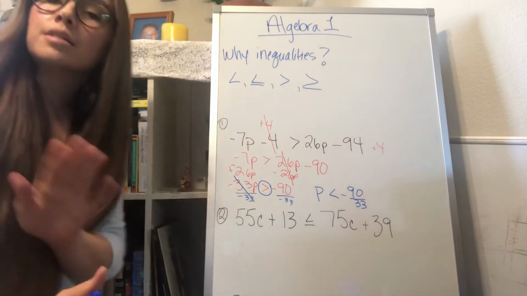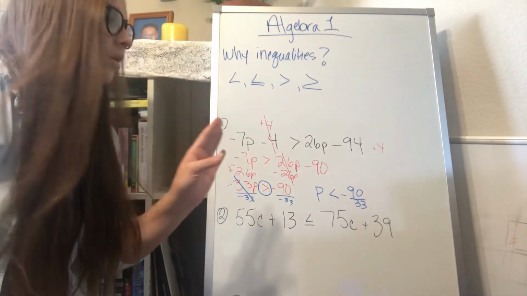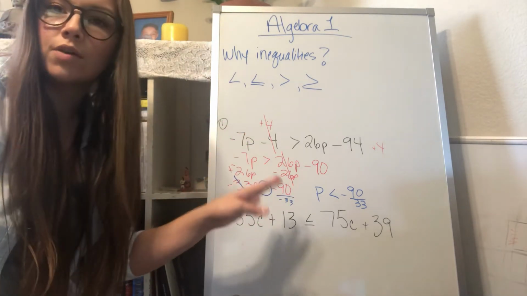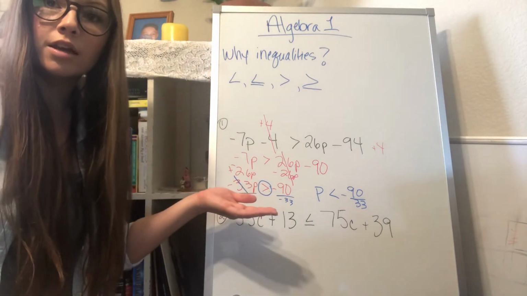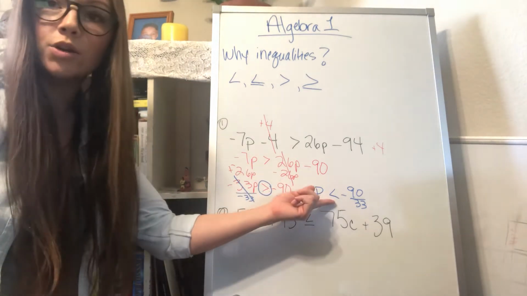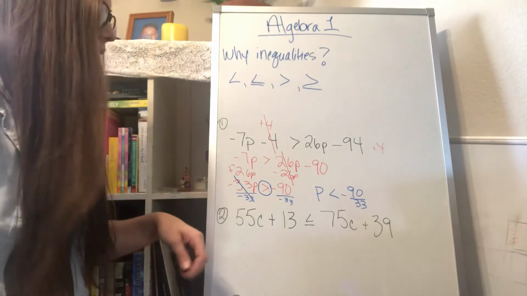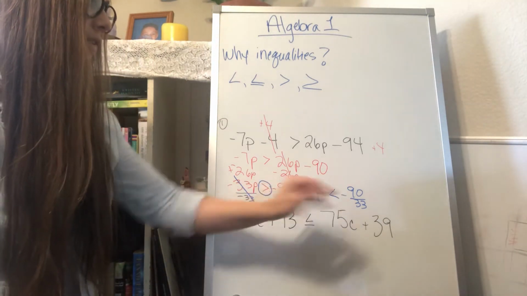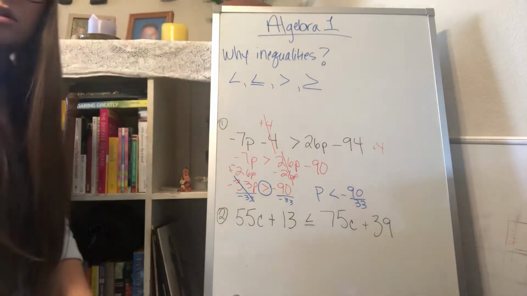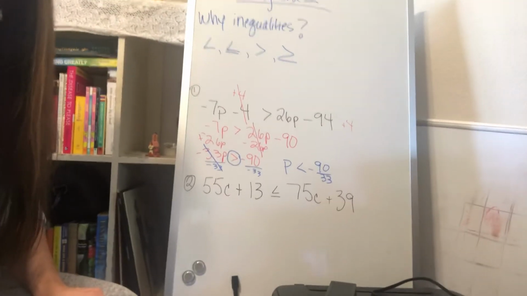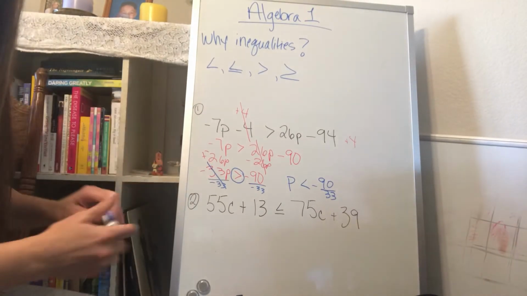Okay? Don't worry about simplifying your fractions right now or going from improper to mixed numbers right now. I just want you to focus on solving it and understanding when you flip that sign and when you don't. Okay? So P is less than negative 90 over 33. Okay? Pretty simple. Let's do the next one. Hopefully you guys can see it okay. It's my fancy printer under there.